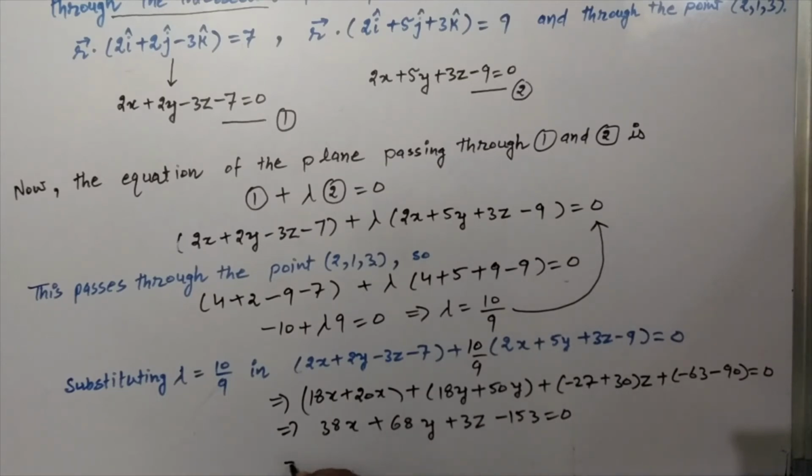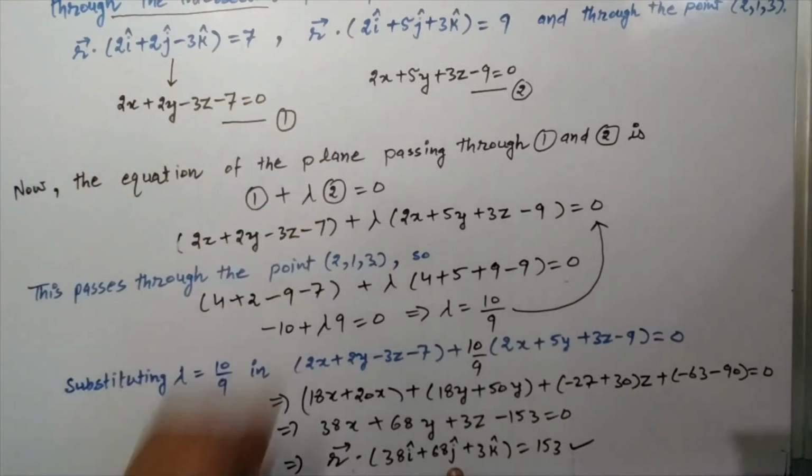So in Cartesian form, this is the equation of the plane. In vector form, we can convert this like this: vector r dot (38i + 68j + 3k) = 153. So this is the required equation of the plane which passes through the given planes.